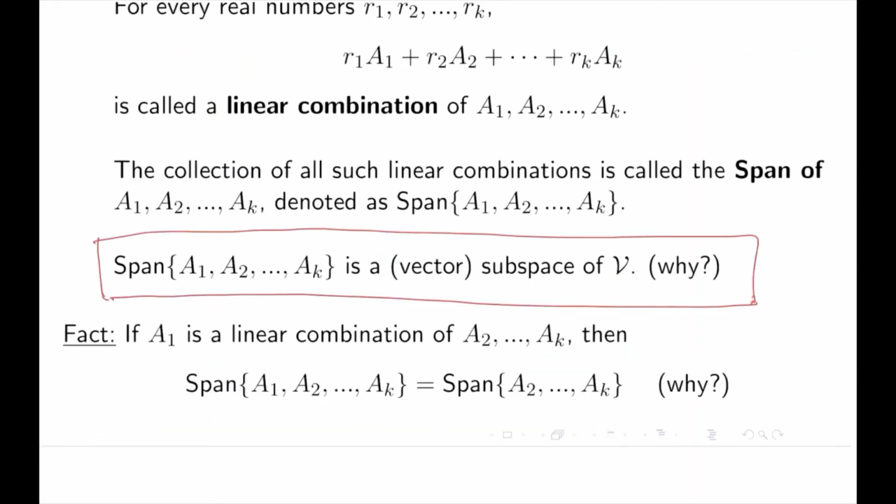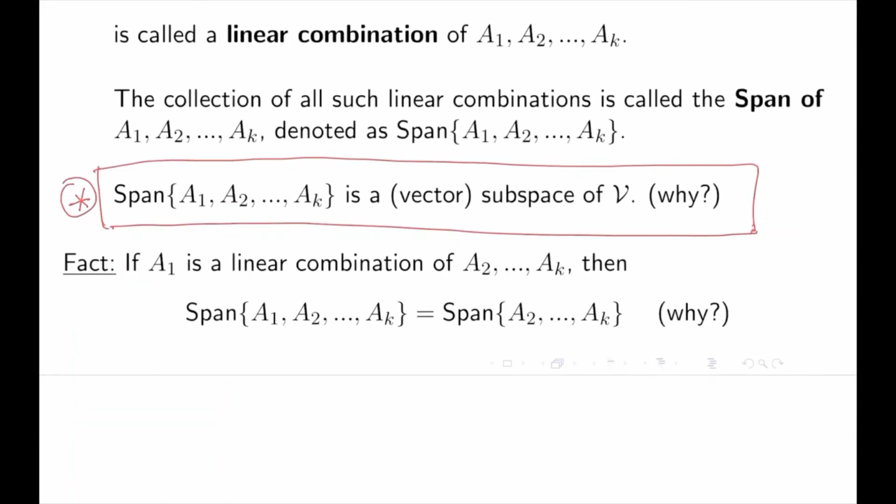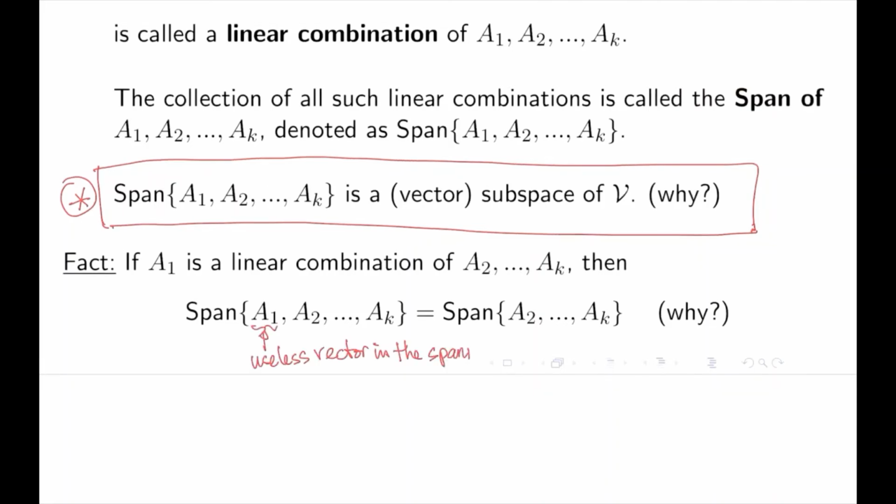All right, so that's the property that we are going to prove. We note it as star. Now, this is an interesting fact: if one of the vectors in the spanning set is a linear combination of the others, then you can throw that one out, use the rest to span the space, and you end up having the same thing. In other words, any vector that is a linear combination of the others is a useless vector in the spanning set.